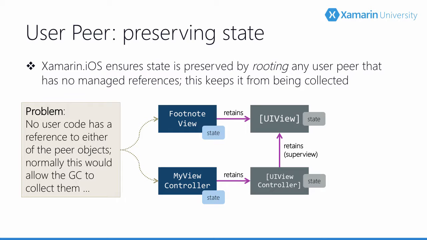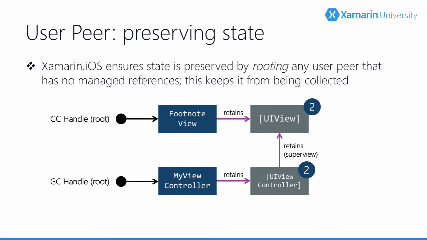But in this case, the system's going to act a little bit differently. It's going to create what's called a GC handle to that footnote view and the myView controller in order to force it to stay around. And what that means is that our retain count on the UI view itself is going to be bumped. So notice that our UI view retain count is now going to be 2 and our UI view controller is now going to be 2. That's because not only is the UI view in the view hierarchy, so that's the first retain count, but footnote view has a reference to it, and that's the second retain count, and because we have a GC handle to the footnote view, we're not going to release that retain count.